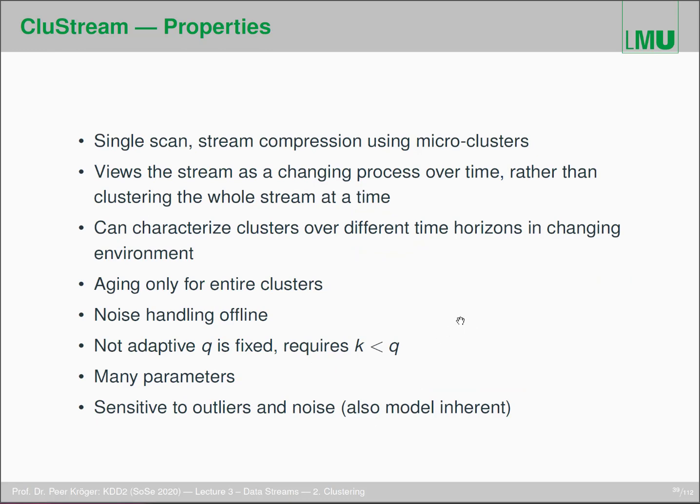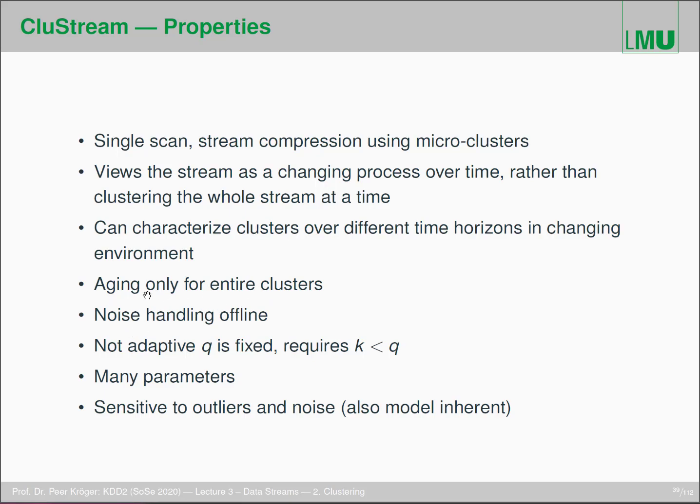So here is a short discussion. It's a single scan algorithm again. Stream compression is done using microclusters. It views the stream as a changing process over time, in contrast to doing the clustering of the whole stream at one time. It can characterize clusters over different time horizons in a changing environment. So you can compute the clusters in the offline phase for any time horizon you want, and in that case you can also find pattern evolutions.